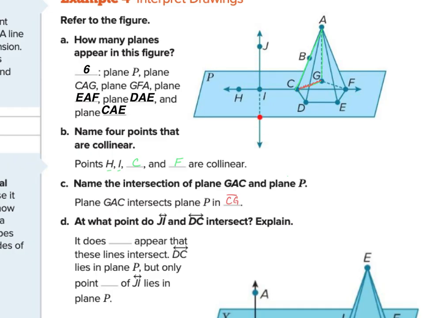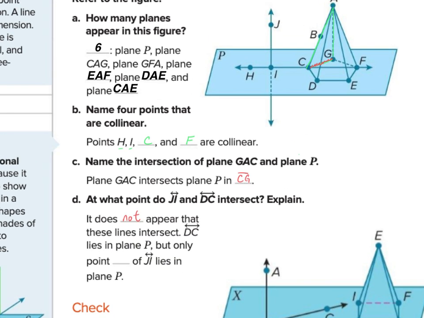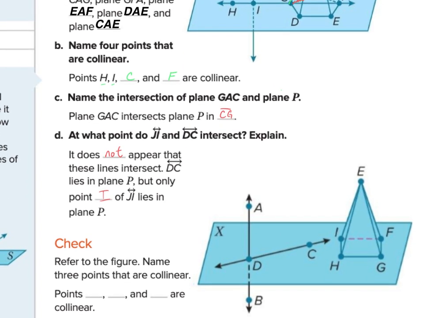JI appears to go through the plane, and then DC is over here on the plane, but there's a big gap in between those two locations. So it does not appear that those lines intersect. DC lies in the plane P, but only at point I, where JI lies in plane P. So that's what we're looking at.